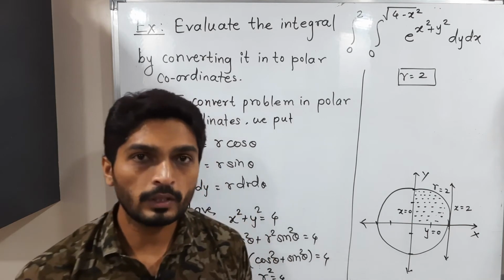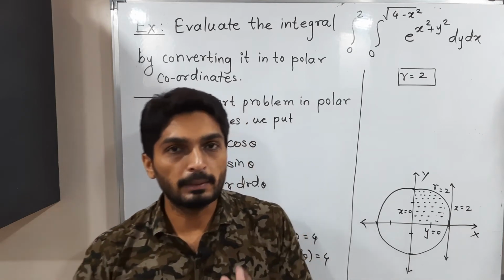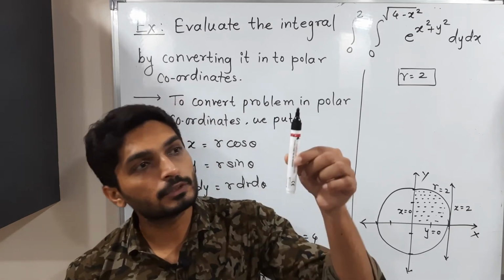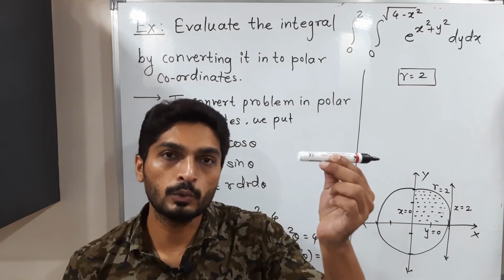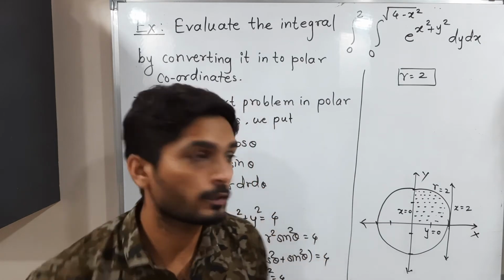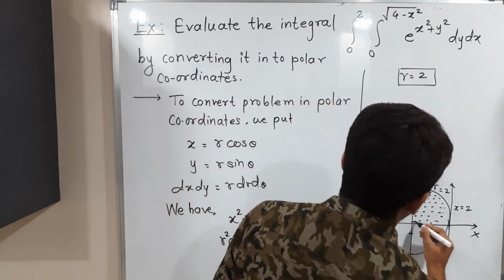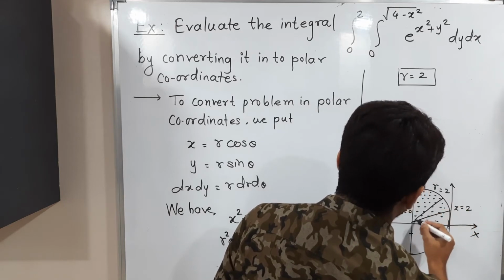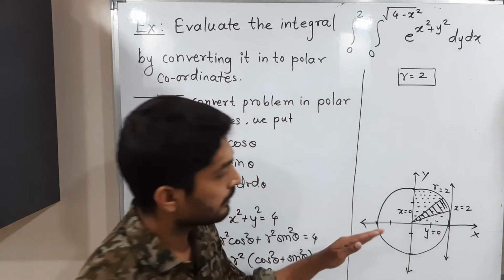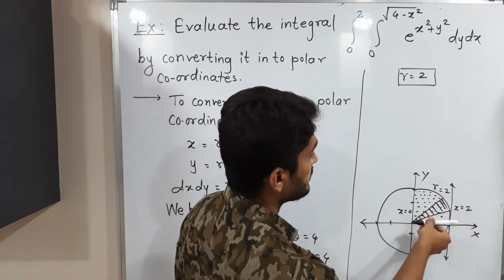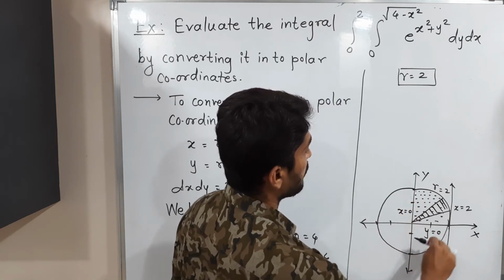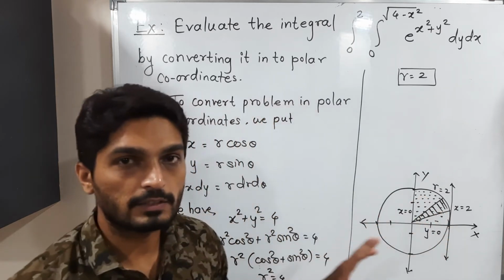Understood? Okay, so you remember in double integration we have seen that when we consider a strip, either we consider a strip parallel to the y-axis or parallel to the x-axis. But in polar coordinates, the strip always starts at the origin. That means the strip will be like this. It will rotate like this, always starting at the origin, and it will cover the entire part of the circle.